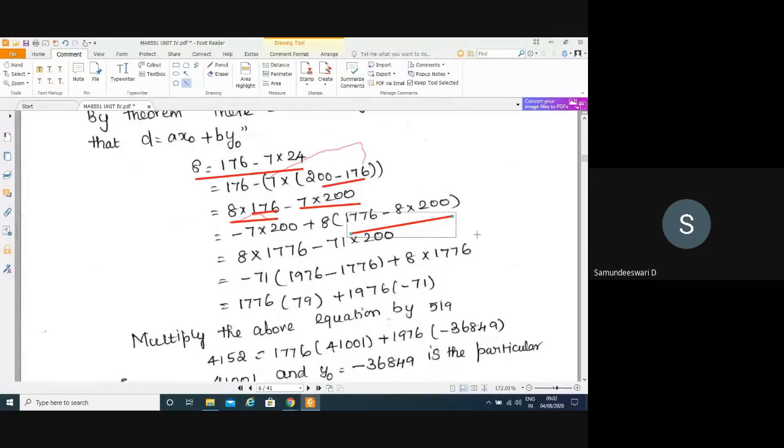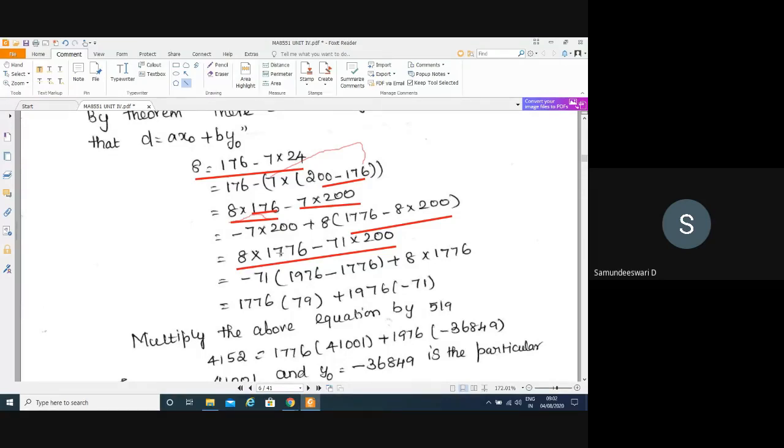What we get? Minus 7 into 200, 8 into 1776 plus minus minus 8 into 8, 64 into 200, right or not? So this is minus 64 into 200 and here minus 7 into 200. If you add both the things, minus 64 minus 7, so it is minus 71 into 200. So one more term is 8 into 1776 as such.